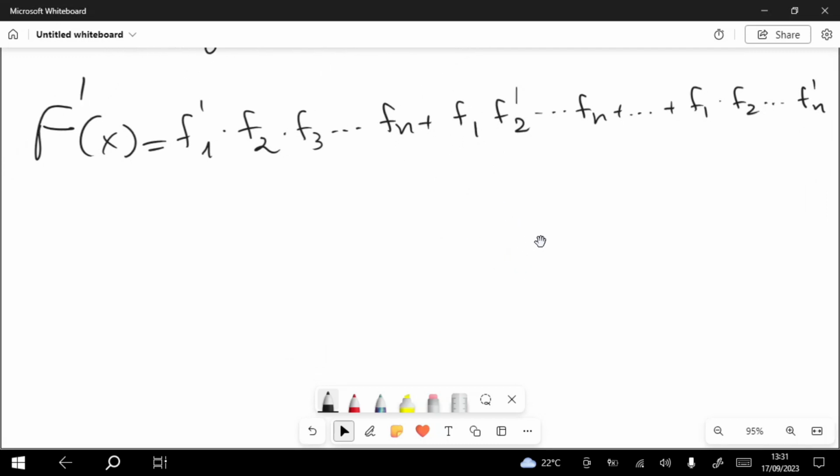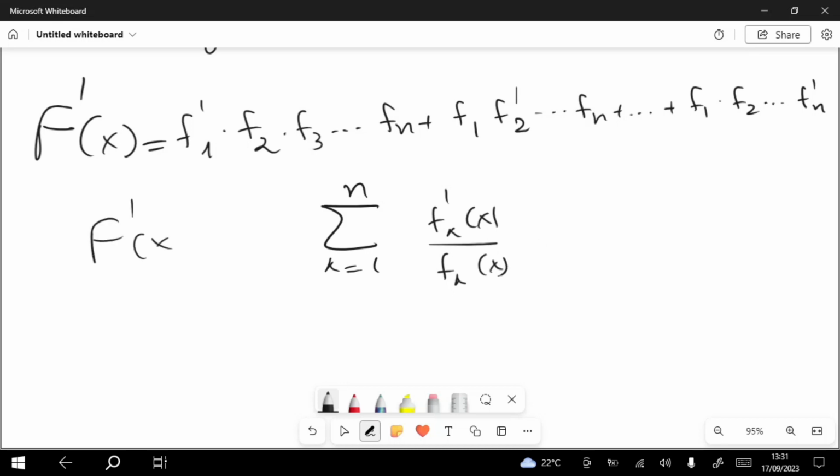So I'm going to reformulate this function a little bit in this manner. I can write this as a sum, sure. And this sum is going to be k goes from 1 all the way to n of fk prime of x over fk of x, right? So let this be the derivative, but I'm not finished.